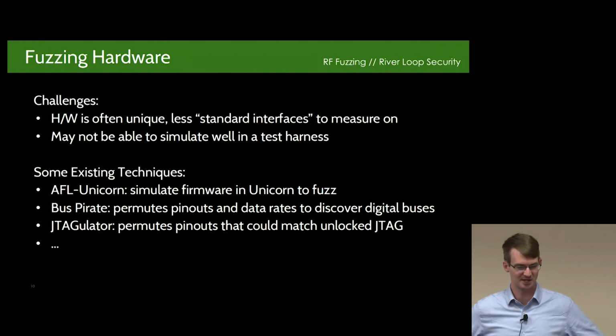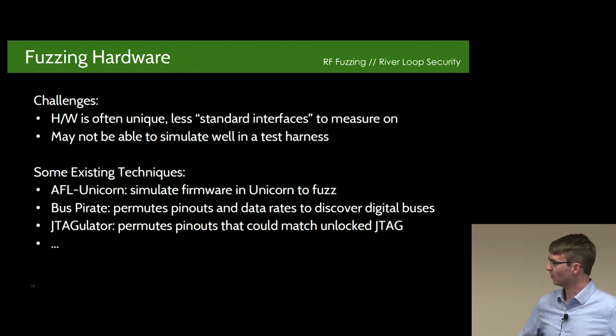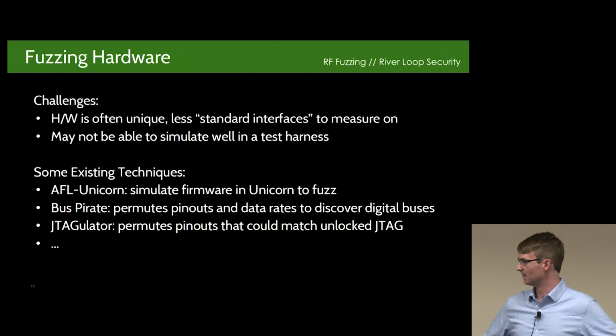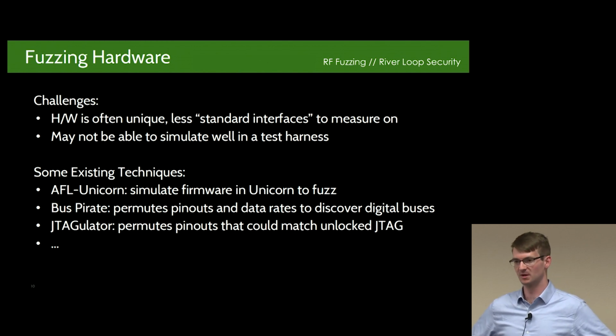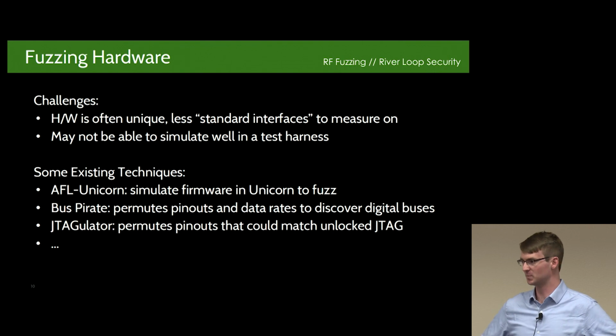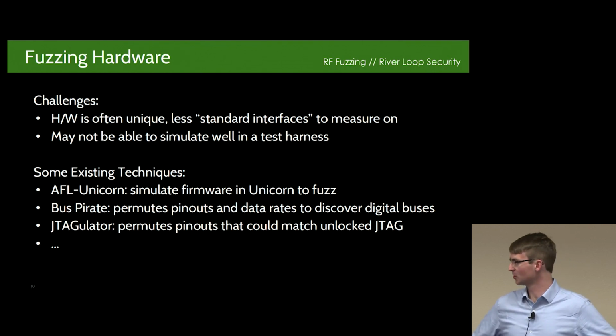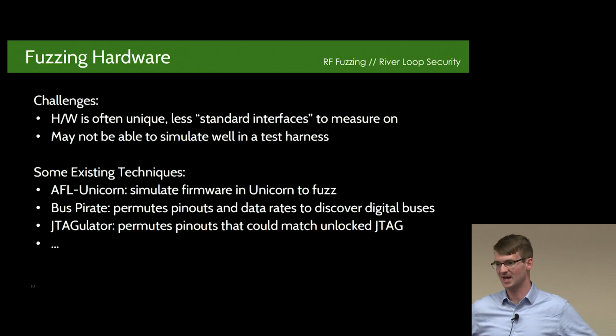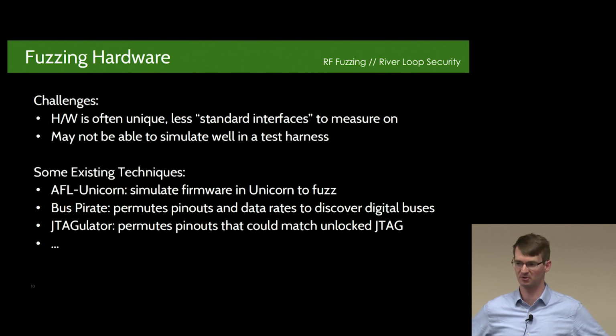But there are some existing techniques that I'll highlight briefly. AFL Unicorn is a software fuzzer that you can use to simulate firmware, to fuzz firmware that otherwise would run in some sort of hardware architecture. Additionally, the devices, the Bus Pirate and the JTAGulator, apply a fuzzing-inspired methodology to discovering RF interfaces.